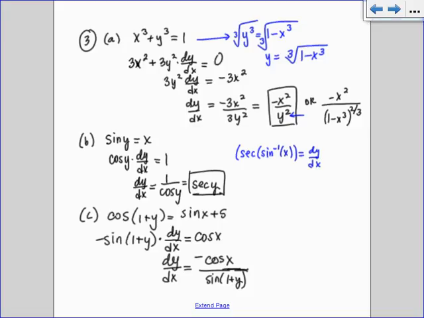All right, and again, that would be a hard one to solve for y, because you'd have to do inverse cosine. It would be very, very messy to have the y by itself. So we'll leave it like that. All right, so second derivatives. Fun, fun, fun. You ready for it?